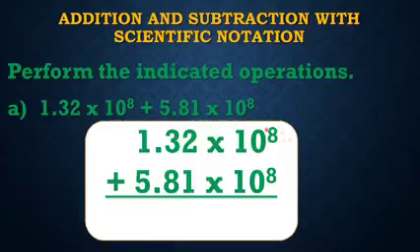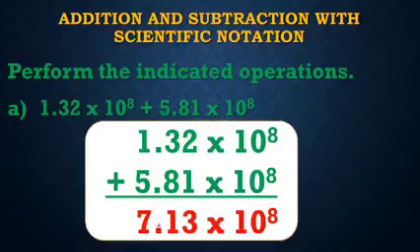Okay? And for the common power of 10 with the same exponent, we just copy it. Therefore, the sum of these is 7.13 times 10 raised to 8. So this is the final sum for letter A.